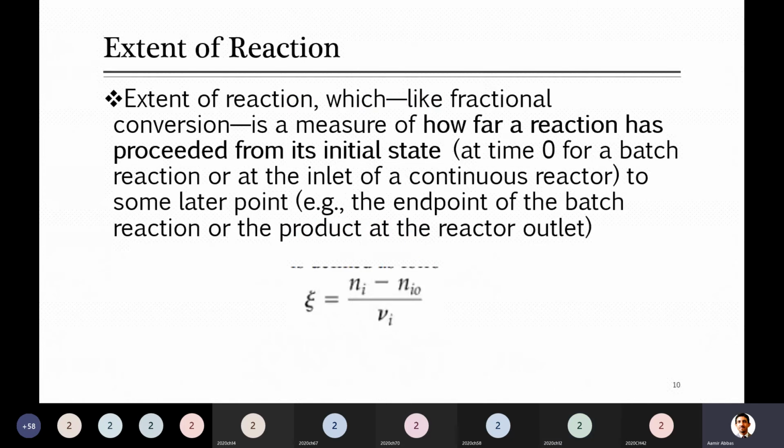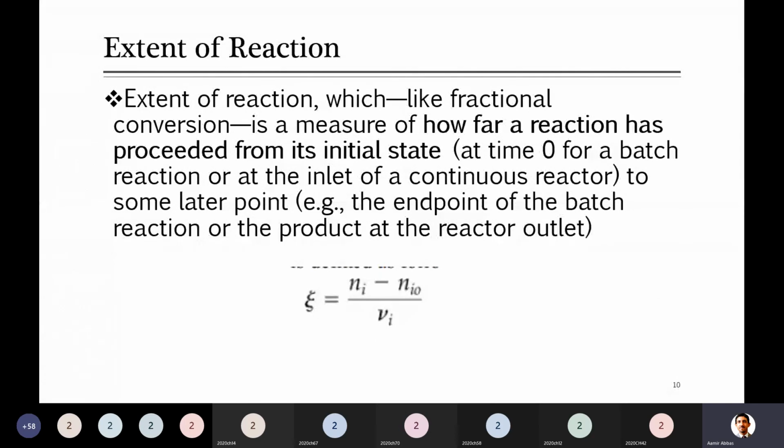Right. Next is extent of reaction. So for extent of reaction, how to find it and what it indicates. This looks like fractional conversion. That's a measure of how far a reaction has proceeded from its initial state.